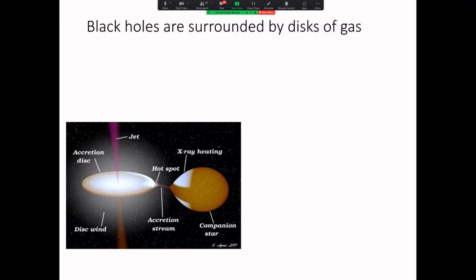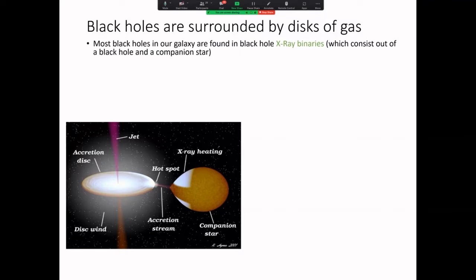As you see, when the star and the black hole come together, processes like Roche-lobe overflow can cause gas from the star to start falling onto this black hole. But because this gas has angular momentum, it first forms an accretion disk. And this accretion disk emits in X-ray for stellar mass black holes. Hence, they are called X-ray binaries.